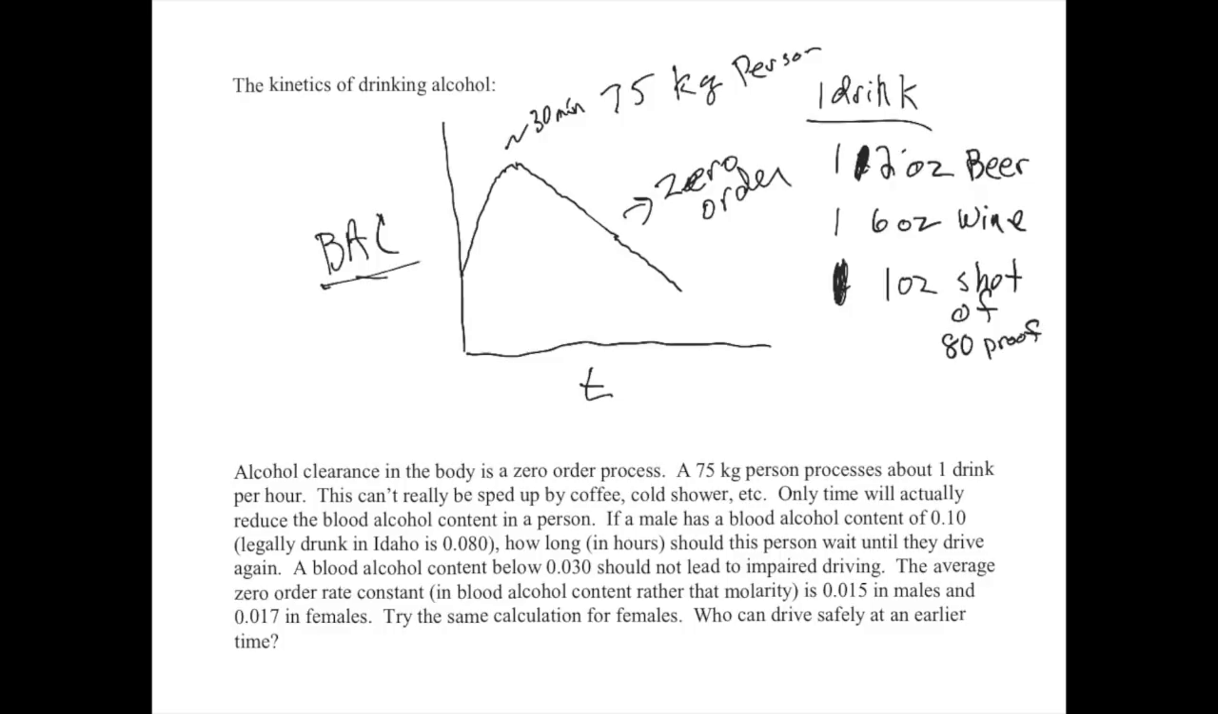If we look, your blood alcohol content is a concentration. It's not molarity, right? But it's a percent concentration. We've kind of talked about percent concentrations. And for most of the time, it is zero order until the very, very end, and it starts to curve off a little bit. But that's pretty much it. And on the average, you process about one drink per hour. And there's nothing you really can do to speed that up.